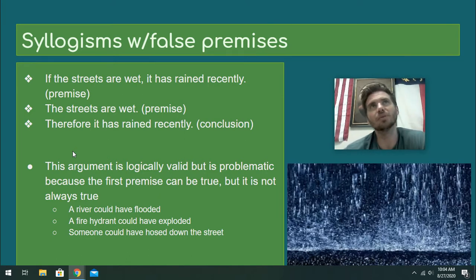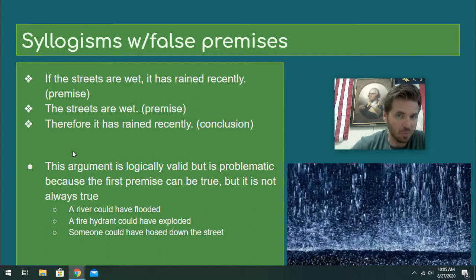Now, how would a river flood? Well, it has to flood with water, but it doesn't necessarily have to flood through just rainwater. A fire hydrant could have exploded. Now, does that happen very often? I'm just going to be honest, I've never seen a fire hydrant explode, but I guess it could. If somebody ran their car into a fire hydrant, I imagine there would be some issues there. I've never seen it, but I imagine that would probably wet the streets.